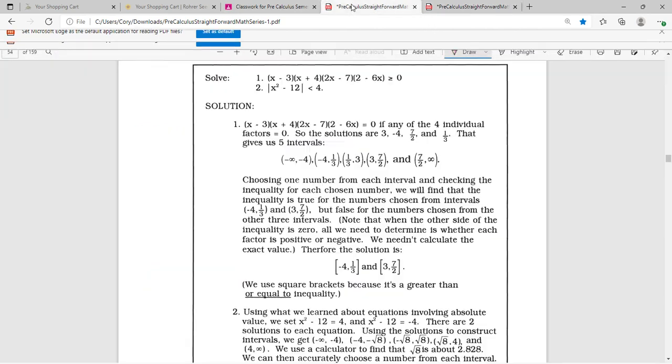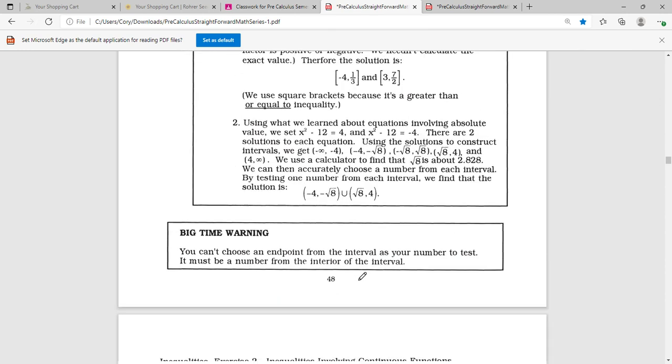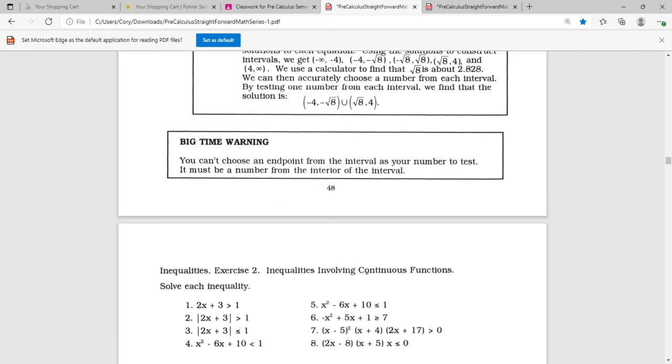All right, are there any more practice ones? Warning: you can't choose an endpoint from the interval as your number to test. It must be a number from the interior of the interval. So none of the endpoint numbers that you have listed can you use to test.